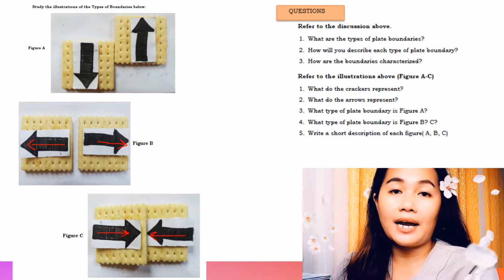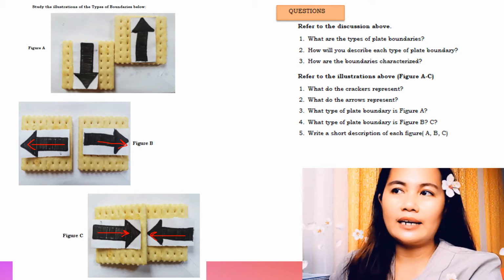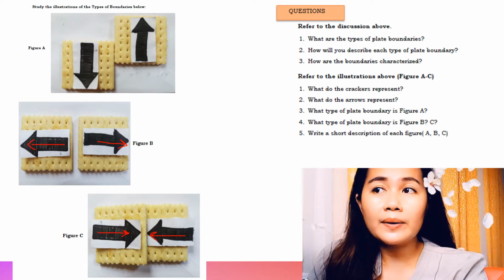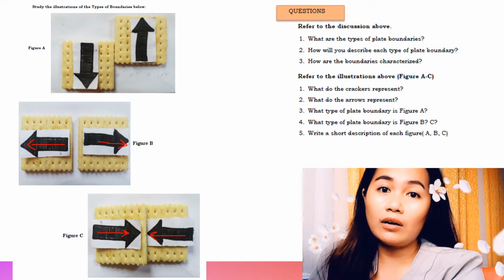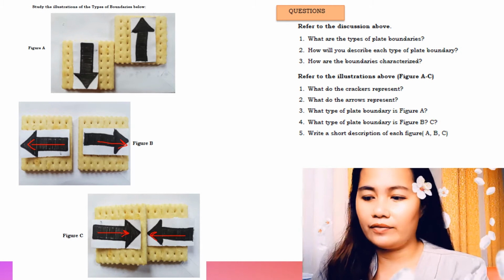What are the types of plates? How will you describe each type of plate boundary and how are they characterized? What do the crackers represent? What do the arrows represent? So what do the crackers represent? They represent the plates. What do the arrows represent? The direction of the plates.